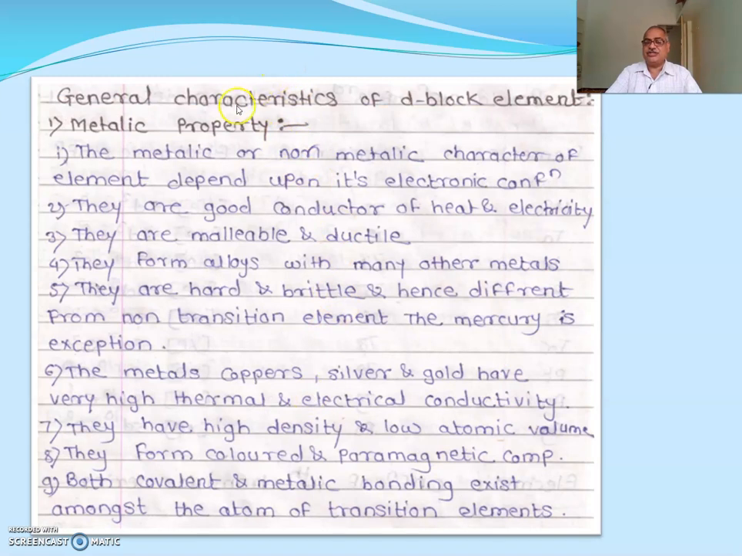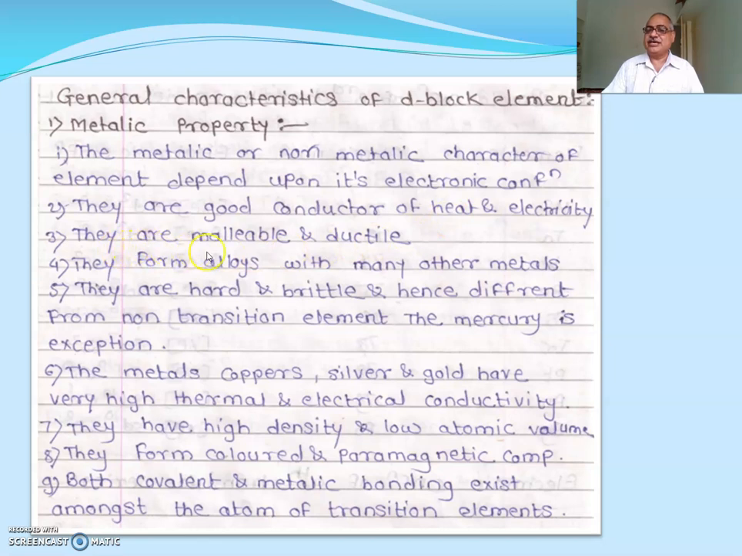Then we are going to see the general characteristics of d block elements, the general properties of d block elements, starting with the metallic property. Metallic property you have already studied at the 12th level. The metallic or non-metallic character of an element depends on its electronic configuration. Suppose a substance has unpaired electrons, then it shows conductivity of heat and electricity through the electrons. At that time it shows the conductivity property, and they are good conductors of heat and electricity.